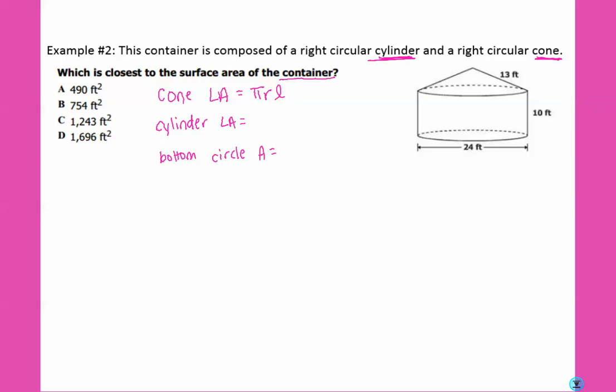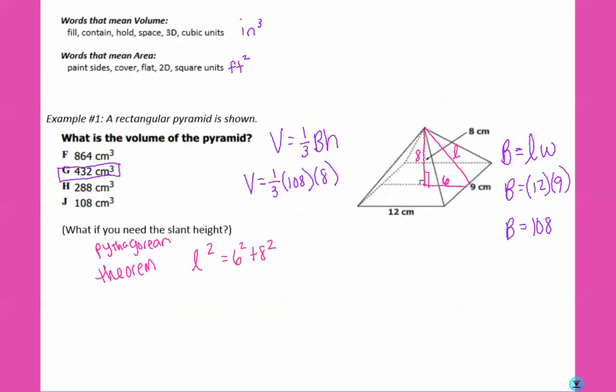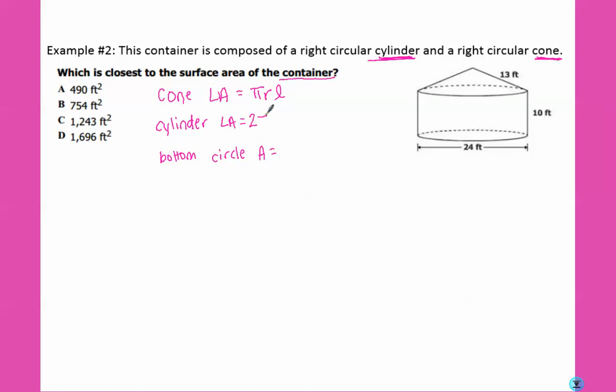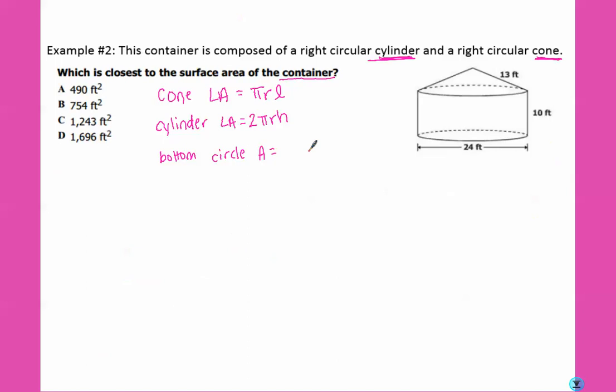The cylinder lateral area is 2 pi RH. And the area of the circle on the bottom, the circle would be up here, area is pi R squared. So this would be pi, the radius of the cone. It's going to be the same as the radius of the cylinder. It gives me the diameter, so halfway would be 12. L is my slant height, which it shows me is 13.